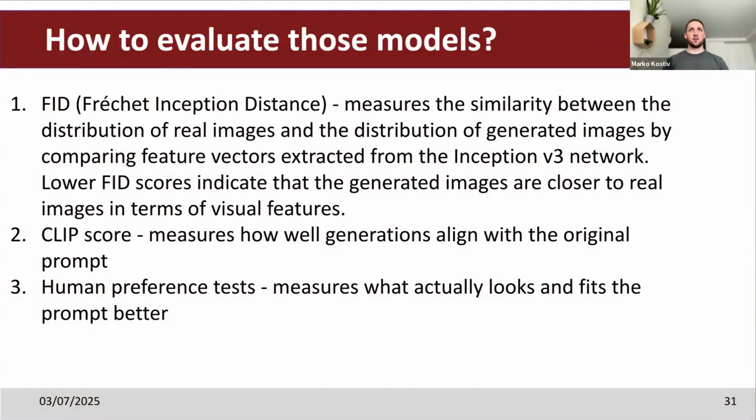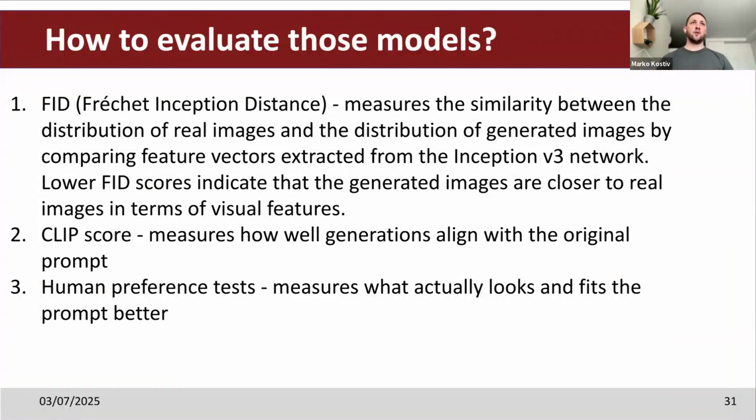So with the Fréchet inception distance, it basically measures the similarity between the distribution of real images and the distribution of the generated images by comparing the feature vectors extracted from the inception network, but it does that similar to the KL divergence, right? We compare how similar the distributions are. And the lower FID scores indicate that the generated images are closer to the real images in terms of the visual features. So instead of comparing them one by one, we create those distributions of all of the images from the real world sample and from the generated sample, and then we try to compare the distributions.